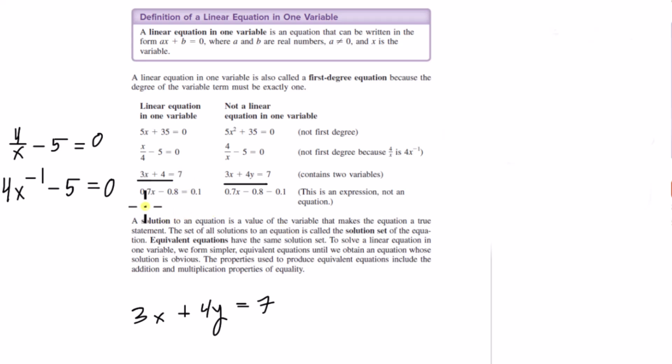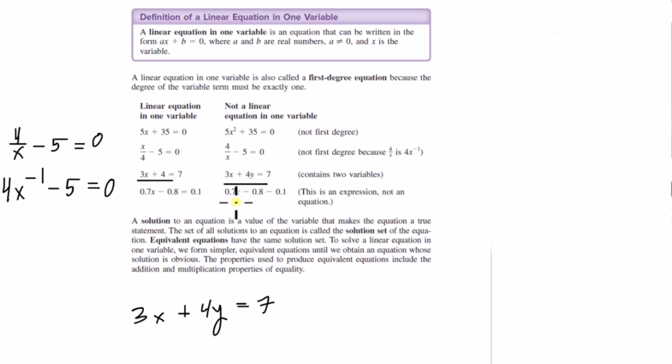Okay, and now what about these two? Well, here they're just trying to confuse you with these decimals, but those are just coefficients. You could have any real number that's multiplying the variable. So 0.7 times x to the first minus 0.8 is equal to 0.1. That's okay. Linear equation in one variable, no problem.